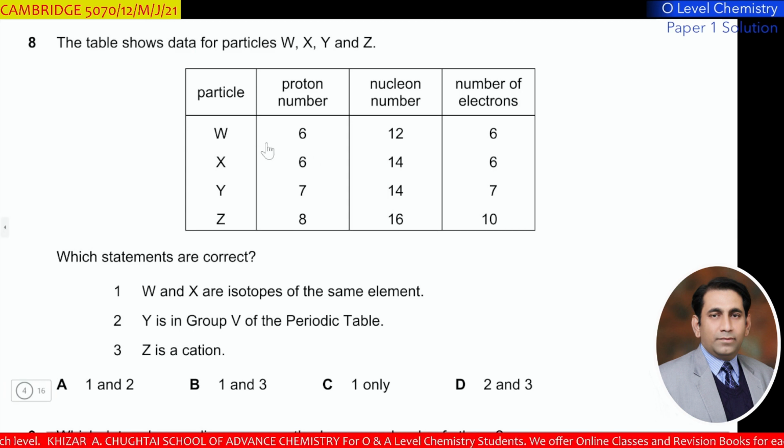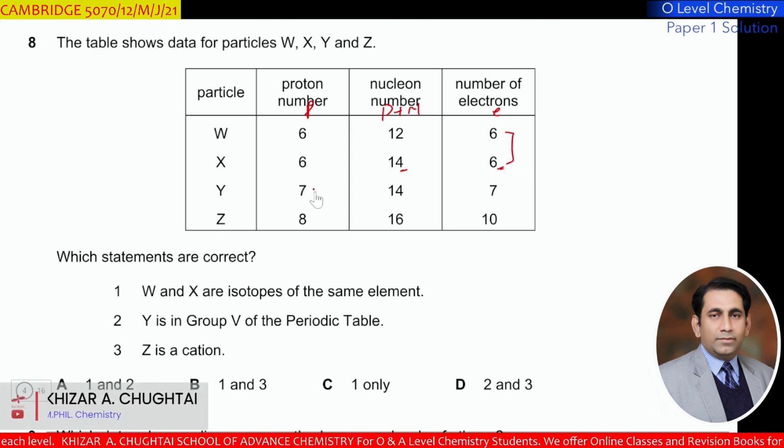W has proton number equal to 6, nucleon number 12 (protons plus neutrons), and number of electrons equal to 6. X again has proton number 6, but the number of neutrons plus protons, the nucleon number, is equal to 14. It has the same number of electrons as the first one.